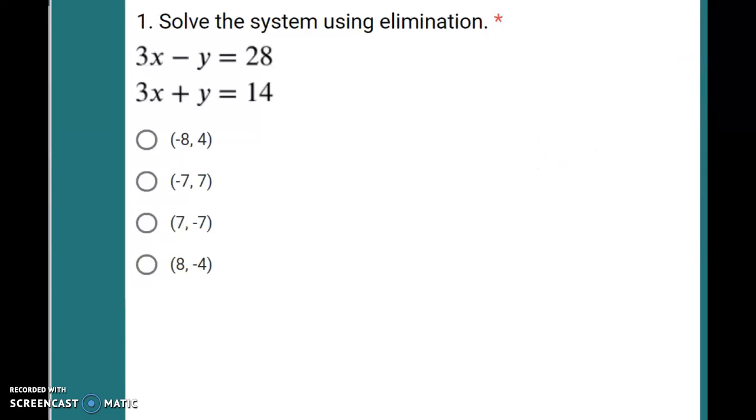Hi everyone, here are the solutions to weekly review number 11. These were all systems of equations problems.